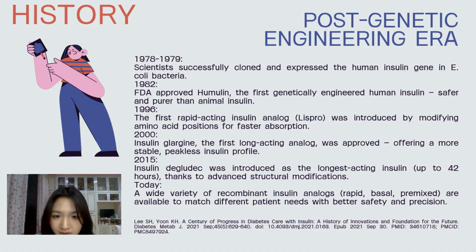In 1996, the first rapid-acting insulin analog, Lispro, was introduced by modifying amino acid positions for faster absorption. In the 2000s, insulin glargine, the first long-acting analog, was approved, offering a more stable, peakless insulin profile. In 2015, insulin degludec was introduced as the longest-acting insulin, up to 42 hours, thanks to advanced structural modifications. And today, we have a wide variety of recombinant insulin analogs. Rapid, basal, and premix are available to match different patient needs with better safety and precision.